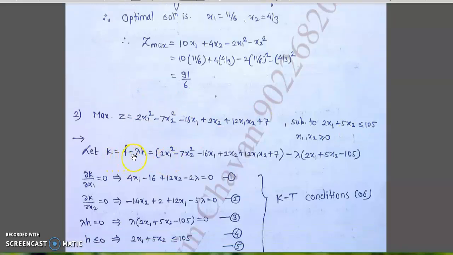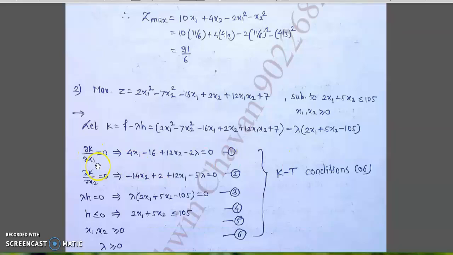Now let k is equal to f minus lambda h. So here is f, and here is lambda into h. So we differentiate k with respect to x1. It gives us 4x1. This is 0 because it contains no x1. Then minus 16 here. Then 12x1 x2's derivative is 12x2. And if you open the bracket, we get minus 2 lambda x1. Its derivative is minus 2 lambda only. Rest of the elements contain no x1. That's why their derivative is 0.